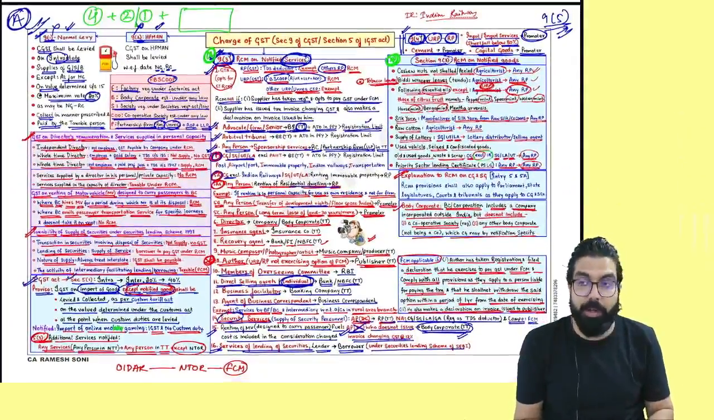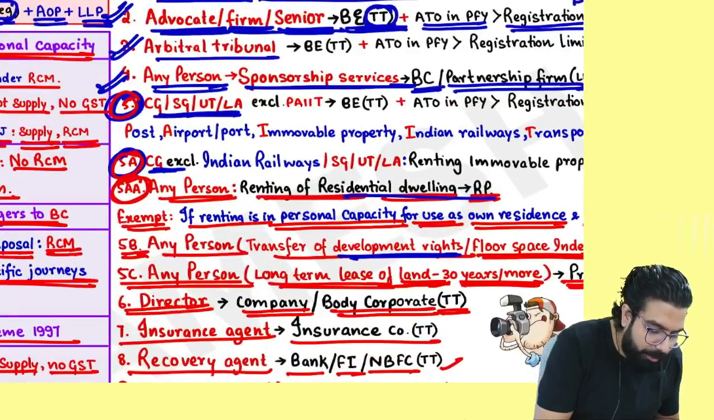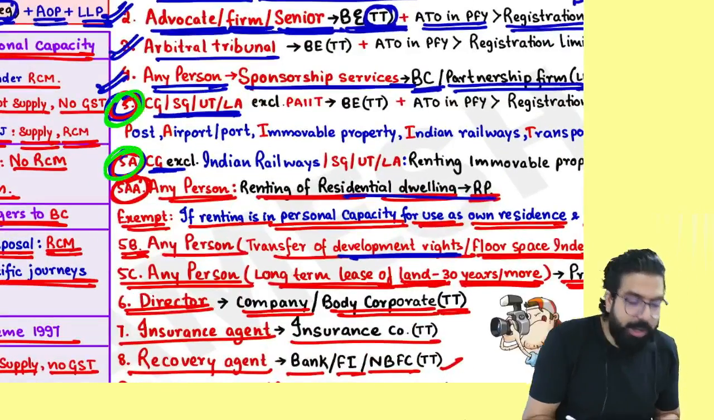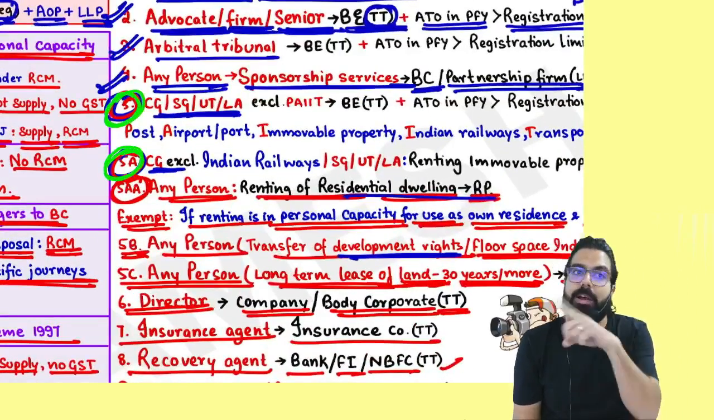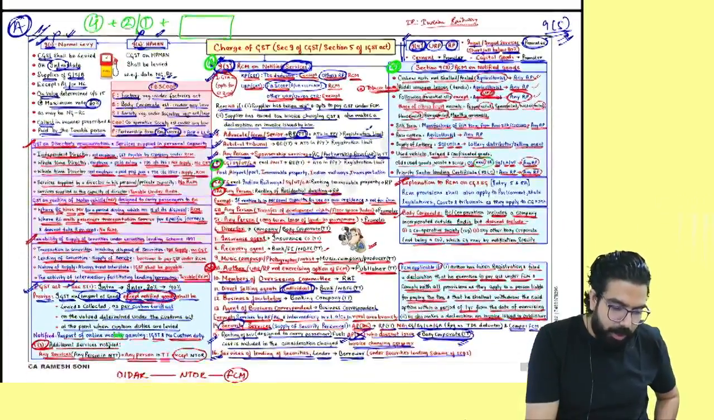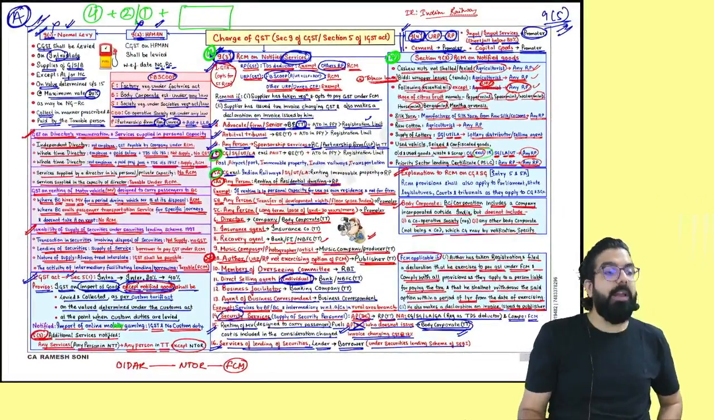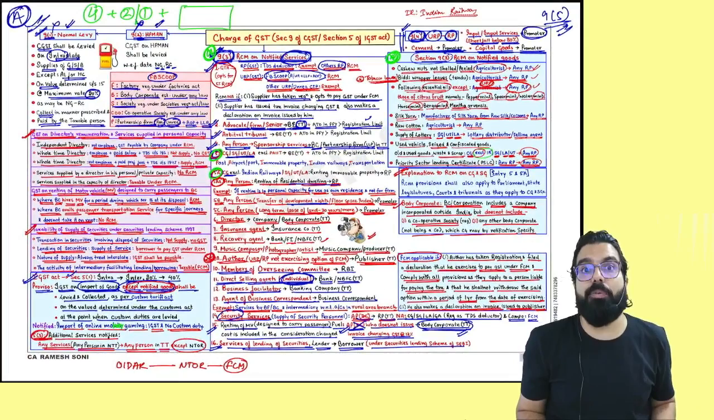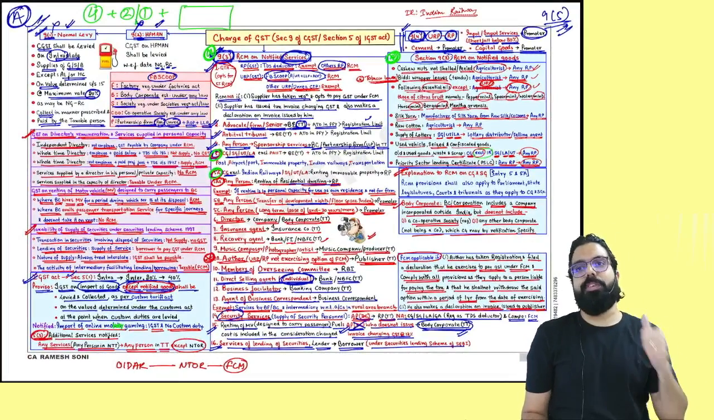Are we clear, everyone? The one point which I have left is the government point. This point I will cover when I cover exemption. Chalo, congratulations people. I'll close my revision on the chapter of charge of GST. Done.